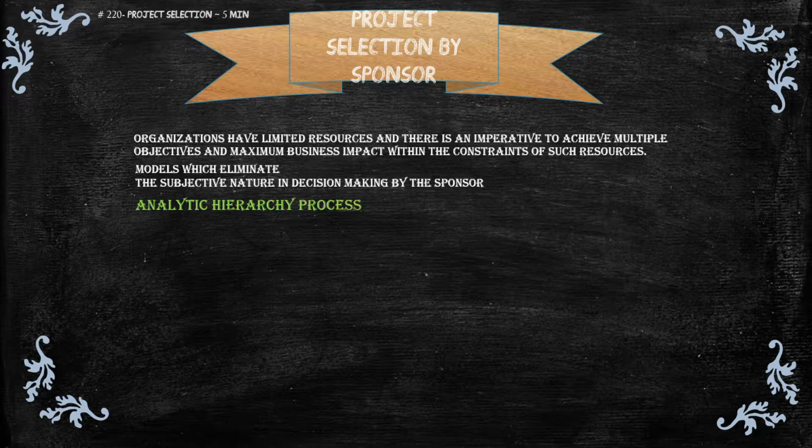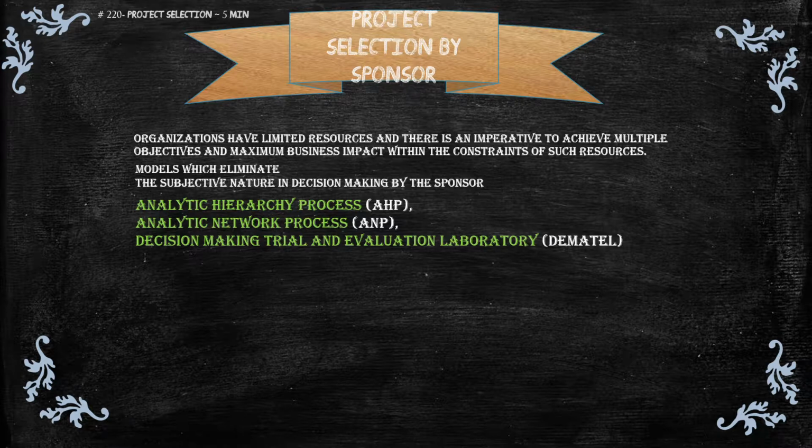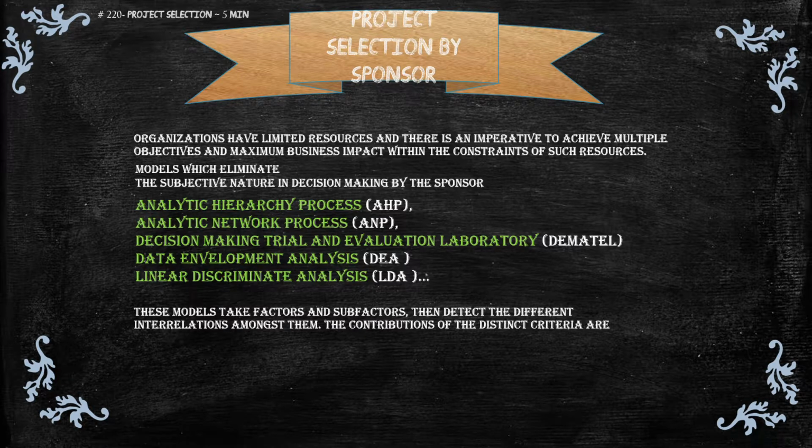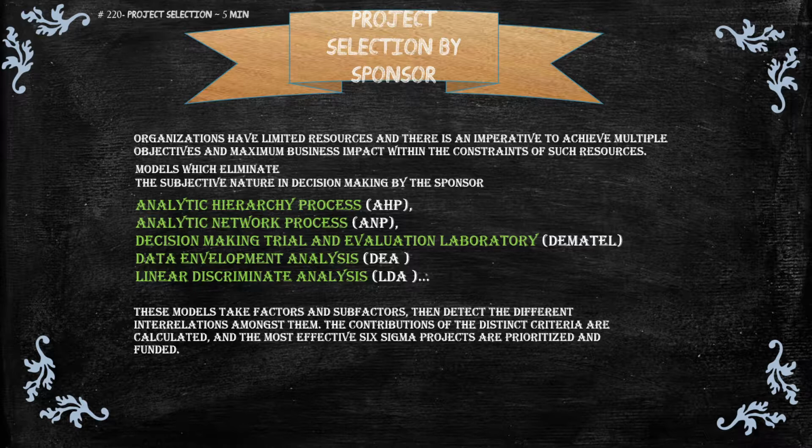Some of these models are Analytic Hierarchy Process, AHP, Analytic Network Process, ANP, Decision-Making Trial and Evaluation Laboratory, DEMATEL, Data Envelopment Analysis, DEA. Linear Discriminant Analysis, LDA. These models take factors and subfactors, then detect the different interrelations amongst them. The contributions of the distinct criteria are calculated, and the most effective Six Sigma projects are prioritized and funded.